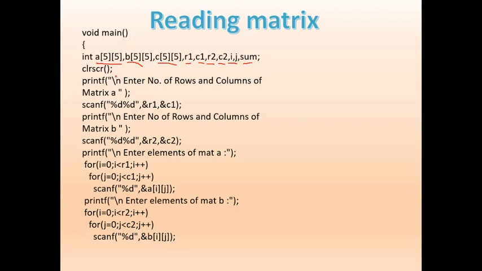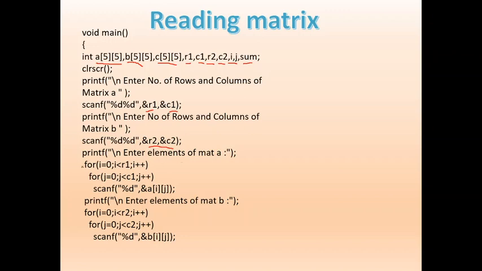Here clrscr is used to clear the screen. printf asks how many rows and columns your matrix has. So you scan it and store it in R1 and C1. In the same way, display the message for matrix B and store it in R2 and C2. Just giving the message to the user: how many rows and columns you need for the first matrix, store in R1 and C1. Next, the number of rows and columns of matrix B, R2, C2.